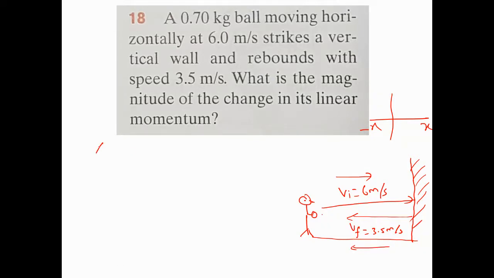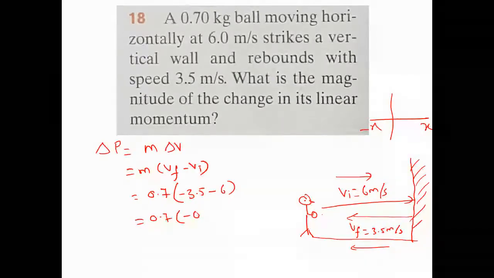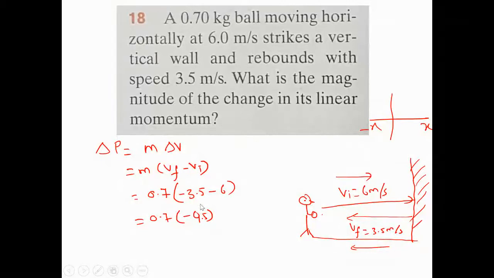So what is the formula for change in momentum? My change in momentum formula is nothing but mass multiplied by change in velocity. So what is change in velocity? V final minus V initial. Am I right? Yes. So what is the mass of the ball? The mass of the ball is 0.7. What is our V final? Our V final is 3.5, but it has negative direction. Minus of, what is my initial speed? My initial speed is 6 meters per second. So what will you get? 0.7 multiplied by minus 9.5. Am I right? Yes.